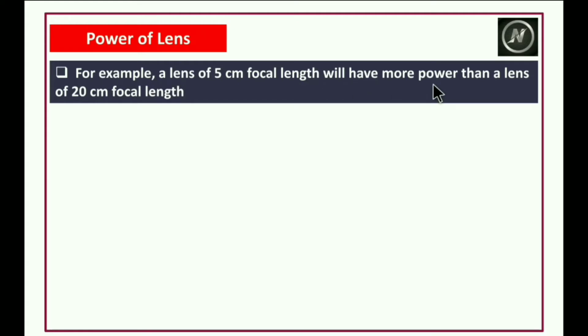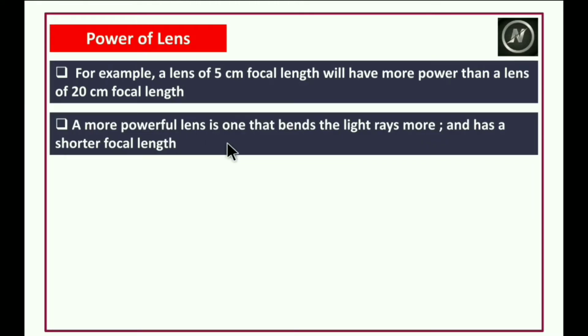So as the focal length of a lens decreases, the power of the lens increases. That's why a lens of 5 cm focal length will have more power than a lens of 20 cm focal length. A more powerful lens is one that bends the light rays more. That means more refraction takes place, and it has a shorter focal length.